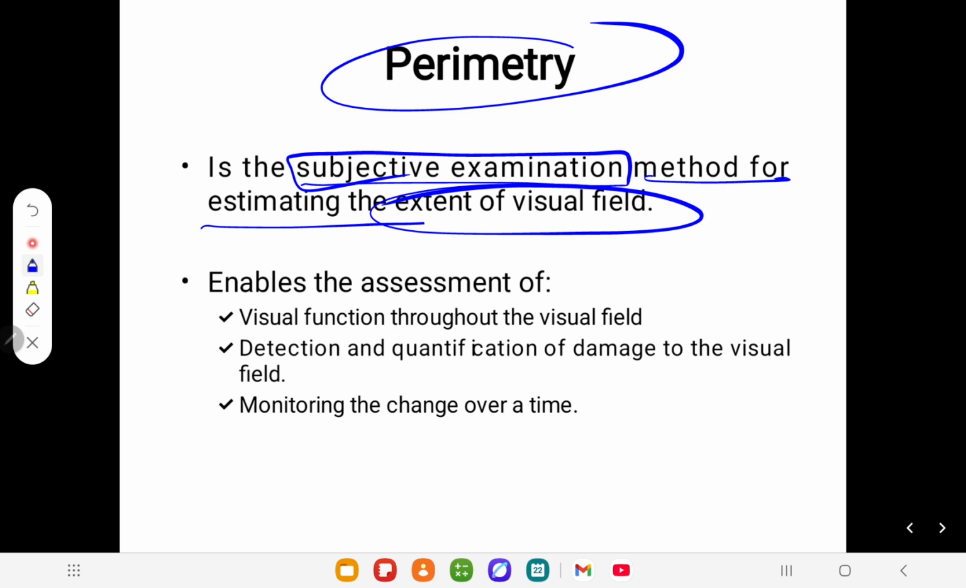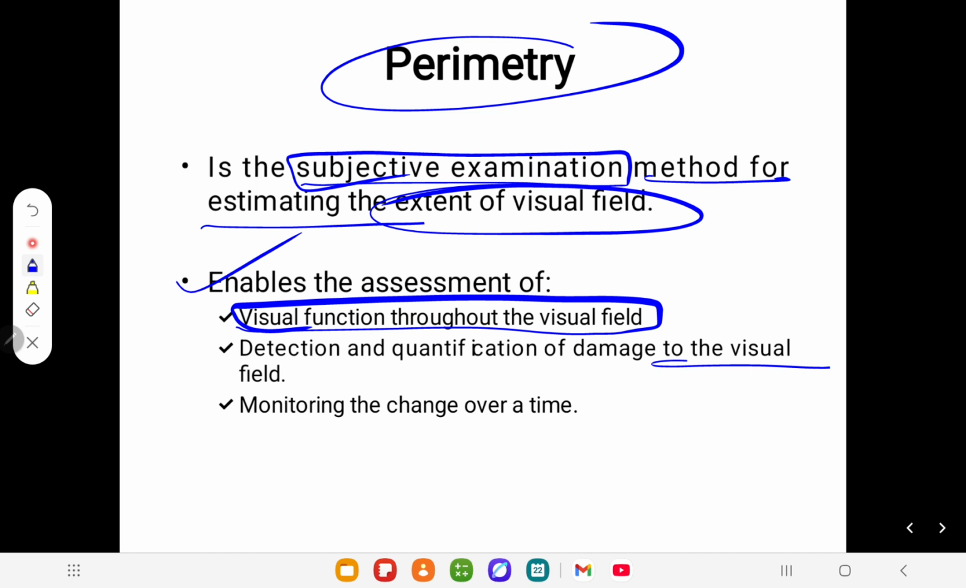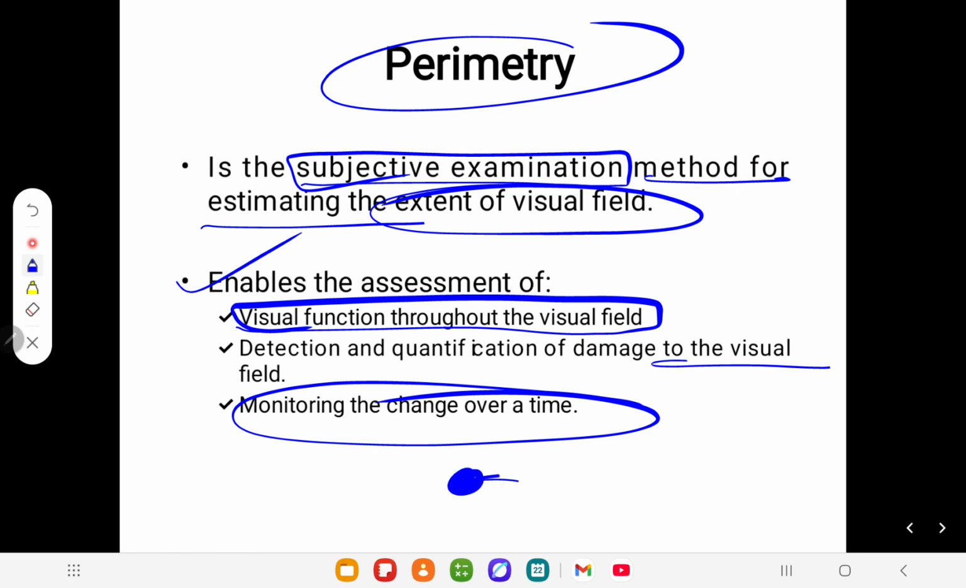Okay. So basically, perimetry is the subjective examination method for estimating the extent of the visual field, and it enables us to assess the visual function throughout the visual field. Another thing, it detects and quantifies damage of the visual field. It's very important. And another thing, monitoring over time. It really helps to see how it goes at one time and how it goes as time moves on. For example, glaucoma is a disease that progressively damages the visual field, isn't it?